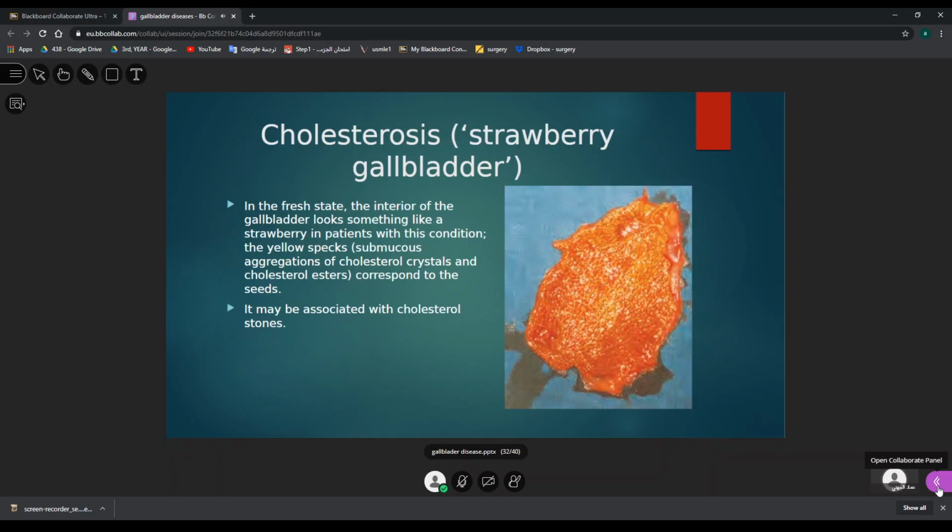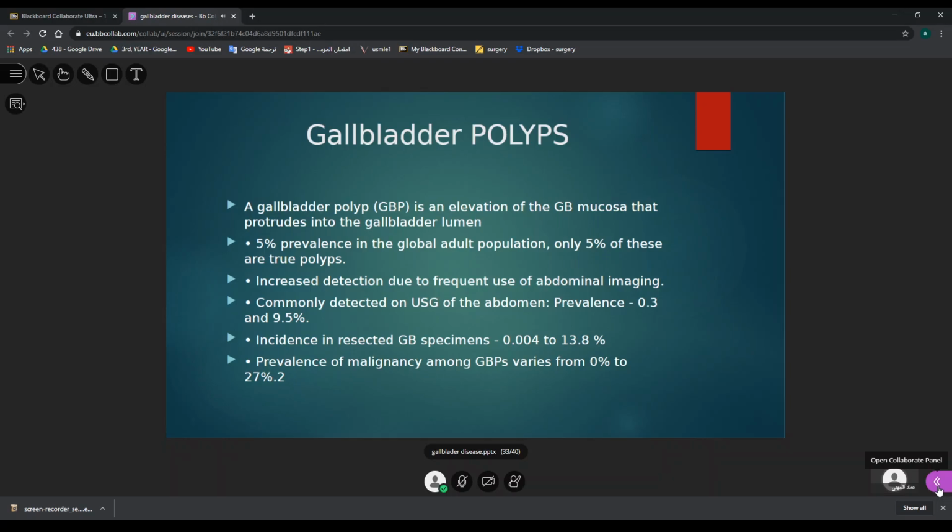Gallbladder polyps. A gallbladder polyp is an elevation of the gallbladder mucosa that protrudes into the gallbladder lumen. There is a 5% prevalence in the global adult population, and only 5% of those are true polyps. Detection is increased due to frequent use of abdominal imaging, and polyps are commonly detected on ultrasound of the abdomen. Previous prevalence is 0.3 to 9.5%. Treatment is laparoscopic cholecystectomy for polyps more than 10 millimeters or 1 centimeter and for symptomatic patients. If the patient has symptoms, you do a gallbladder ultrasound and you find a polyp.